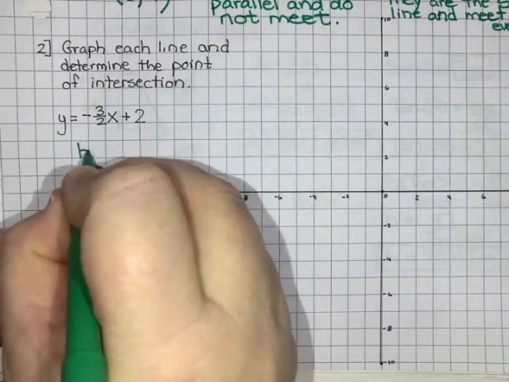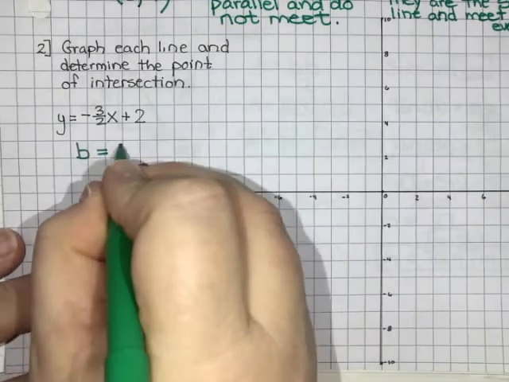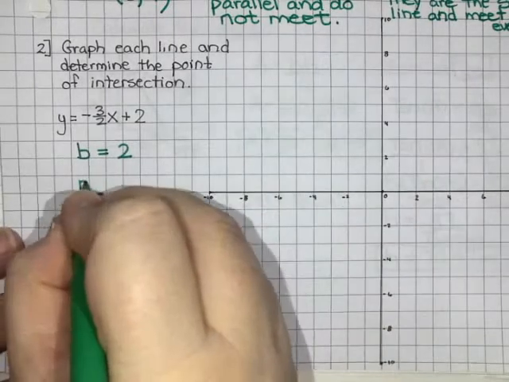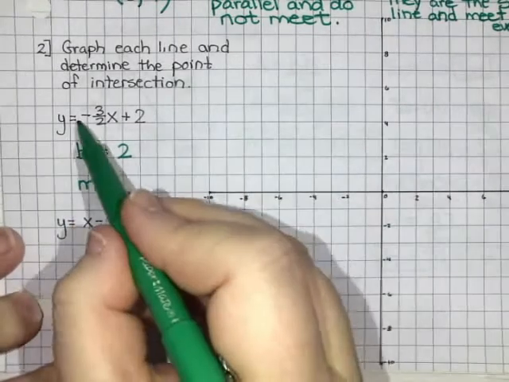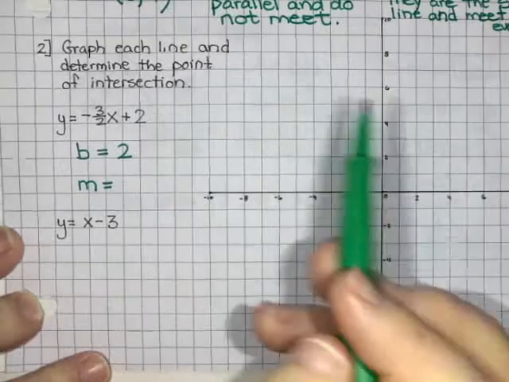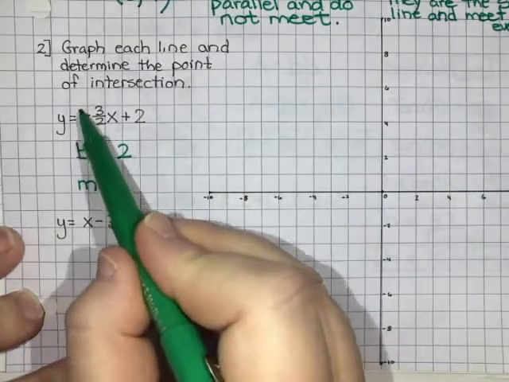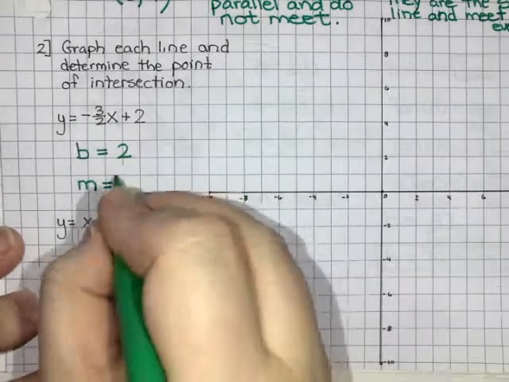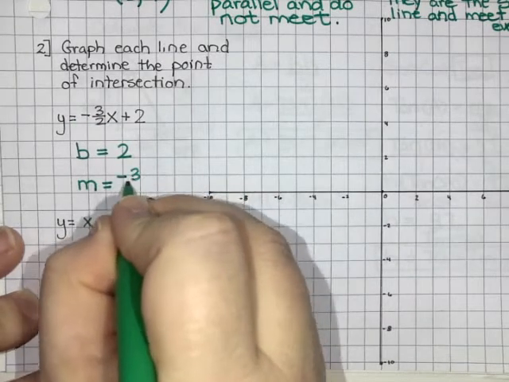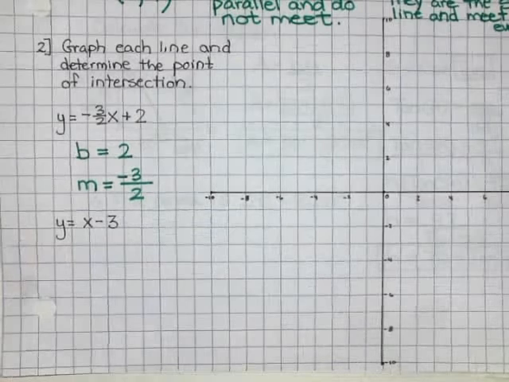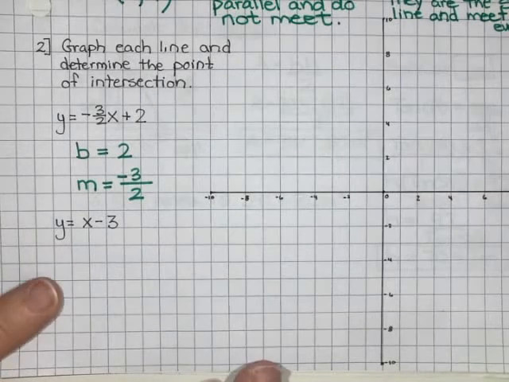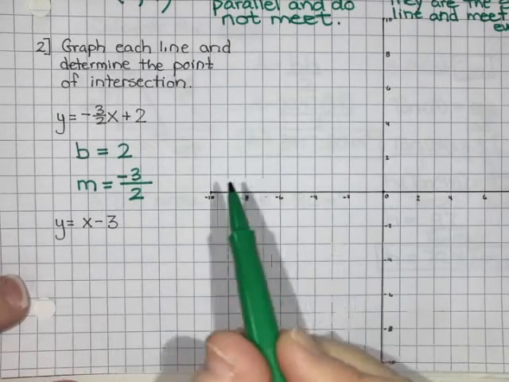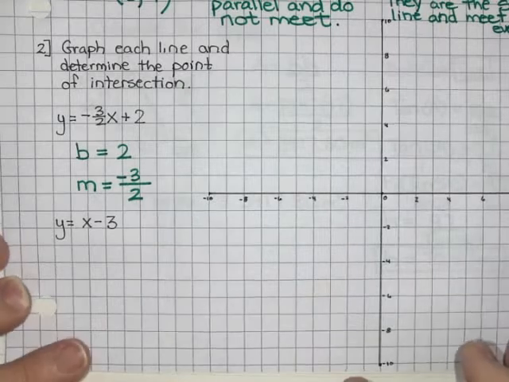So I'm going to start with the y-intercept. That's 2. And then the slope, which is negative 3 over 2. Now you have to choose whether you want that negative to go with the numerator or with the denominator. I like to always put it on top, so I like to do negative 3 and then over 2. For the second one, we'll get to the second one in a second. I'm going to try graphing this first.